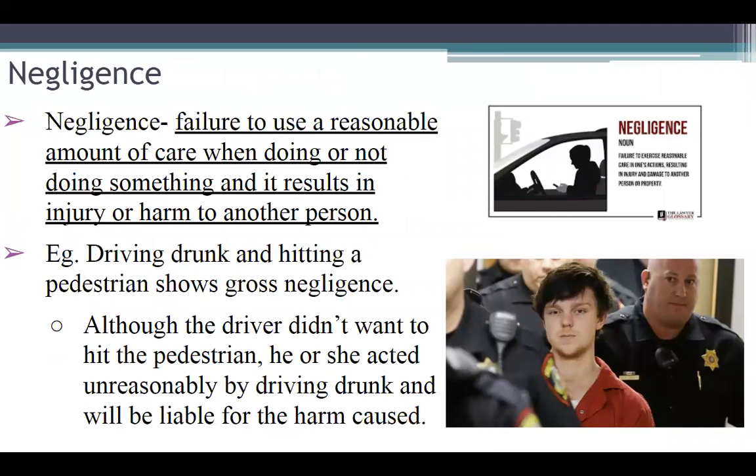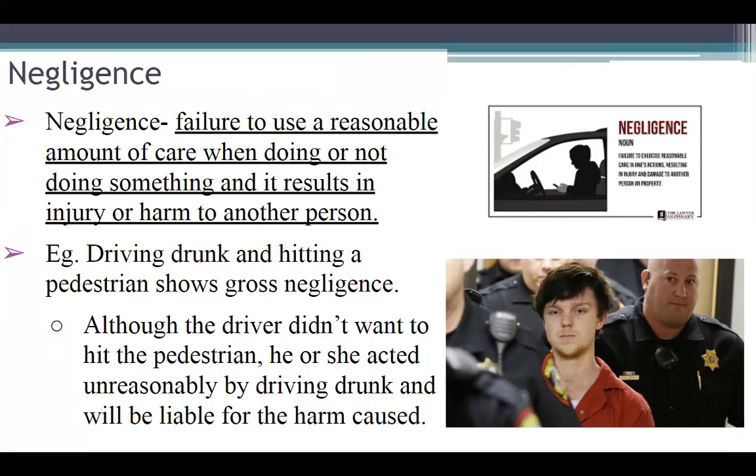Negligence is a bit different, right? So negligence is failure to use a reasonable amount of care when you're doing something. So basically you are not being careful enough when you are doing something, which then allows somebody else to get hurt or injured, or it ends in the destruction of property of some sort. So for example, drunk driving and hitting a pedestrian shows gross negligence, right?